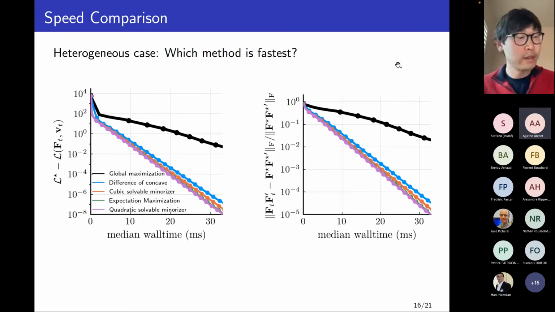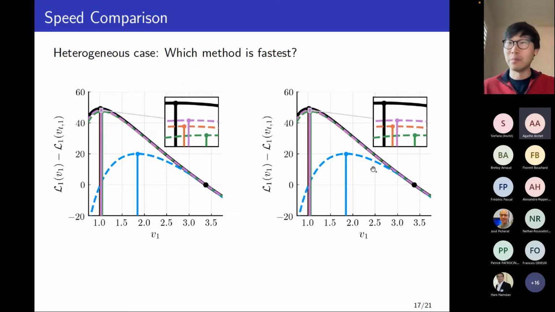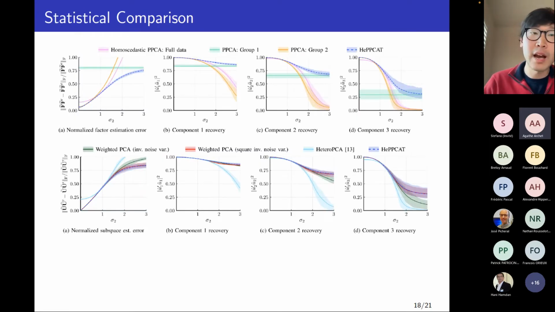Okay, so let me conclude here. We've been talking mostly about the challenge of actually computing the maximum likelihood estimate, right? But of course, we'd like to see how it performs in terms of statistical performance, or the estimation performance. And so here, we're going to do a comparison with a variety of other methods. Here, in the interest of time, let's focus mainly on these leftmost figures.